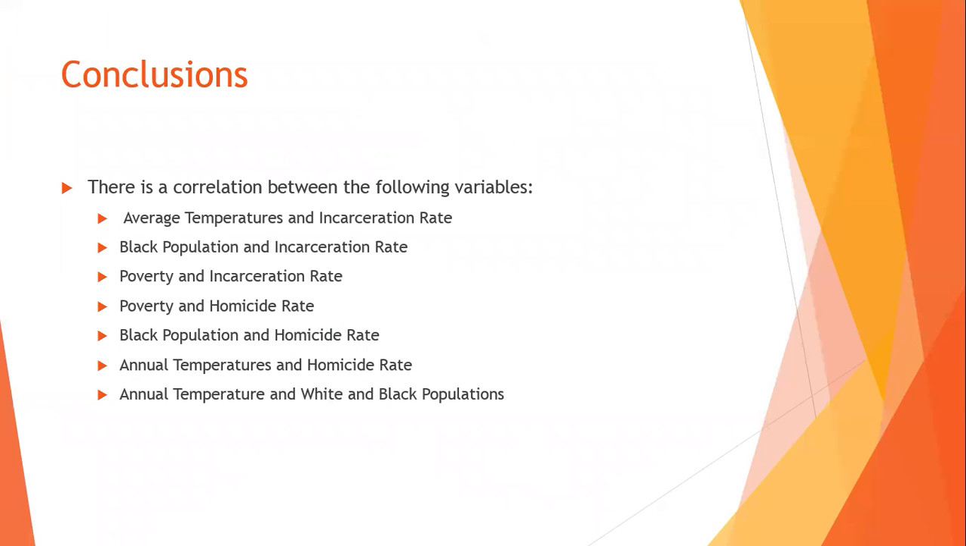So some conclusions that I drew from this was that there are correlations between the following variables. Higher average temperatures and incarceration rate, higher Black population and higher incarceration rate, higher poverty and higher incarceration rate, higher poverty and higher homicide rate, larger Black populations and higher homicide rates, higher annual temperatures and homicide rate, lower annual temperatures and higher white populations, and higher annual temperatures and higher Black populations.